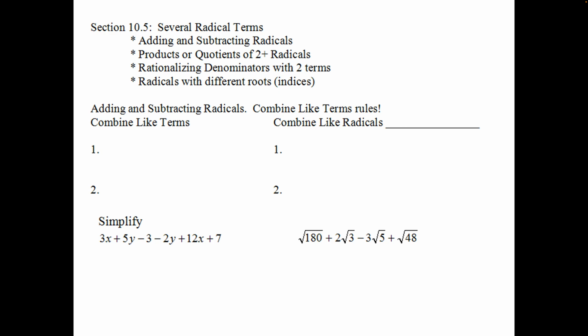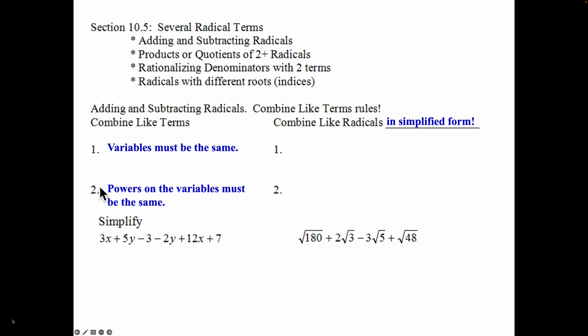It's just like combining like terms. It's exactly the same. However, you got to make sure that your radical is in its simplest form. It has to be simplified first. All right? So when we talk about combining like terms, the variables must be the same, the powers on the variables must be the same, and then we can combine them together. So in my example down here, I got a 3x, I got a plus 12x, they're both to the first power, I can add those together. A 5y and a minus 2y, I can combine those together. A minus 3, a plus 7, I can combine those, and that's my combining like terms.